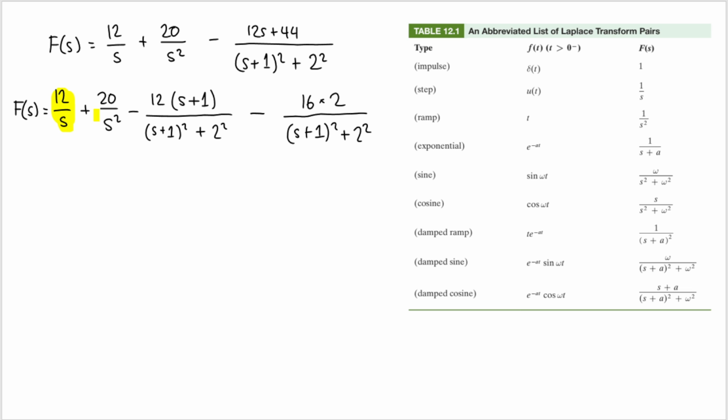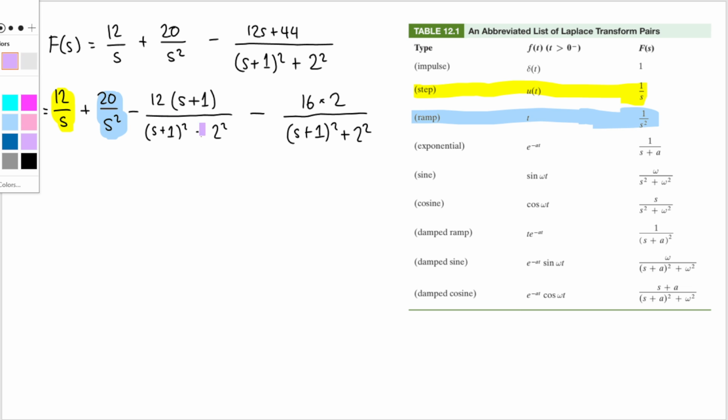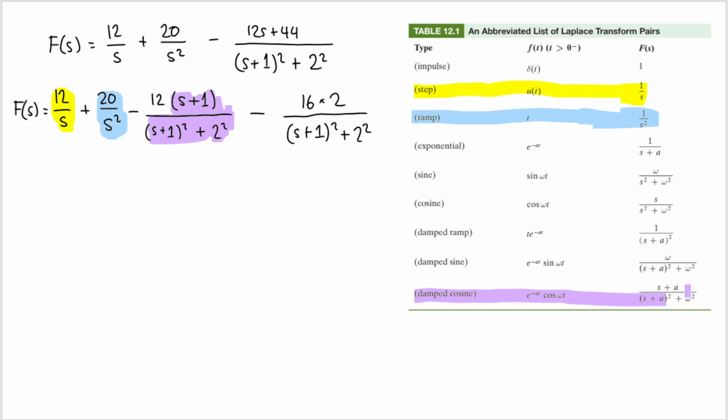This one will be the step function here. And then this part here will be the ramp function here, which is t. Okay, and then this part here, what is it? This is the damped cosine, and then lastly we will have this part here. This is the damped sine.